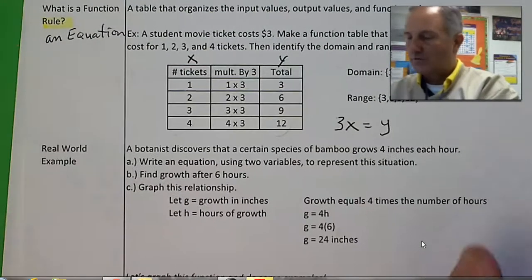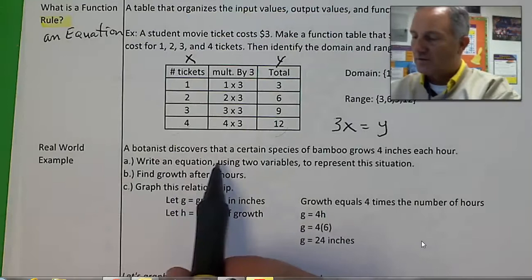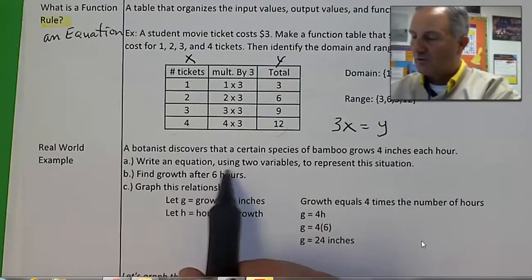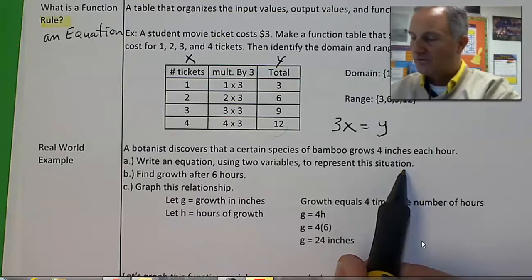Real world example. A botanist discovers that a certain species of bamboo grows 4 inches each hour. Write an equation using 2 variables to represent the situation.